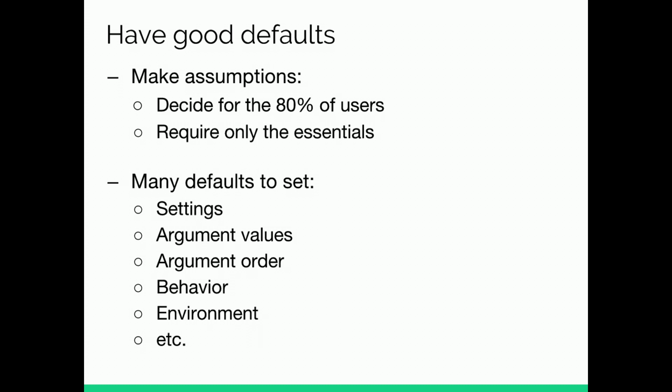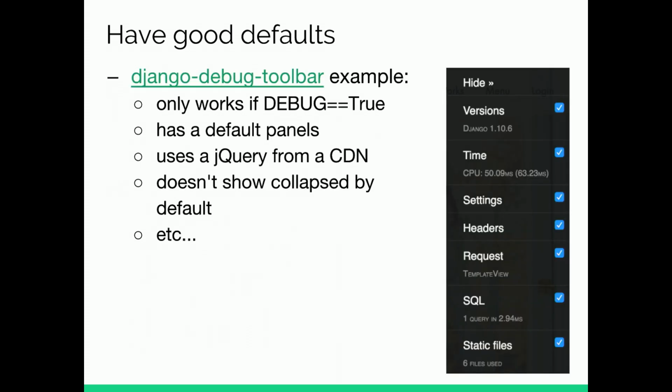And there are many defaults to set. You must set settings, argument values, argument ordering, behaviors, environment. There are many things you need to consider when building an app and choosing good defaults for these things. For example, Django Debug Toolbar has very good defaults because it only works if DEBUG is True. So it's a safe default. It won't run in production and show your SQL queries to users.